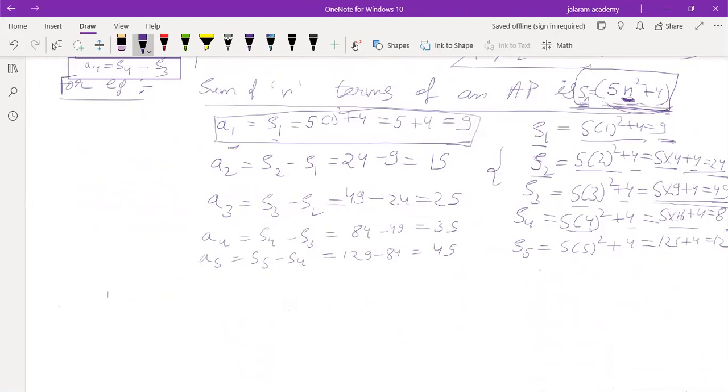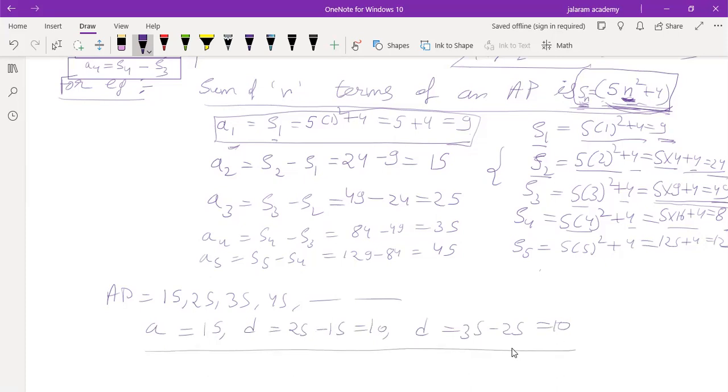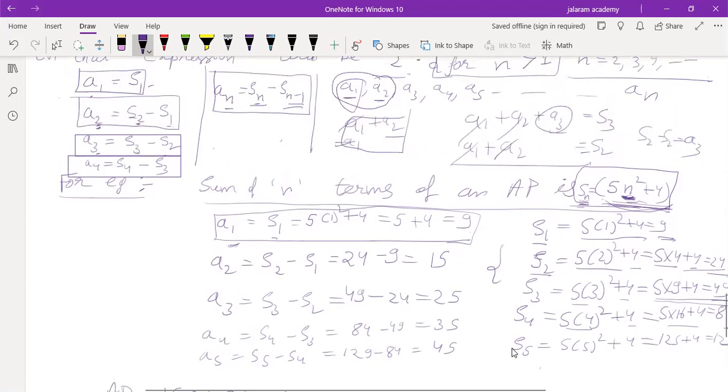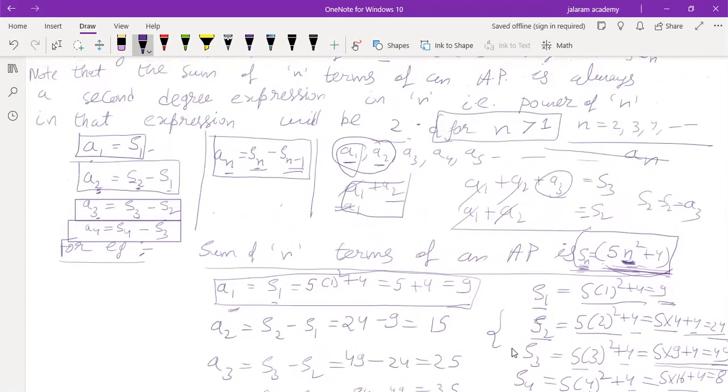If you write the AP now, starting from n greater than 1, it is 15, 25, 35, 45 and so on. The first term is 15, okay? And first write the difference: 25 minus 15 is 10, and again 35 minus 25 is also 10. So the second degree expression in n always represents an AP except for the first term. Okay.